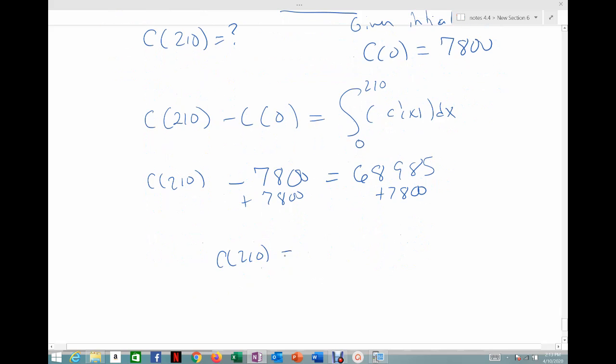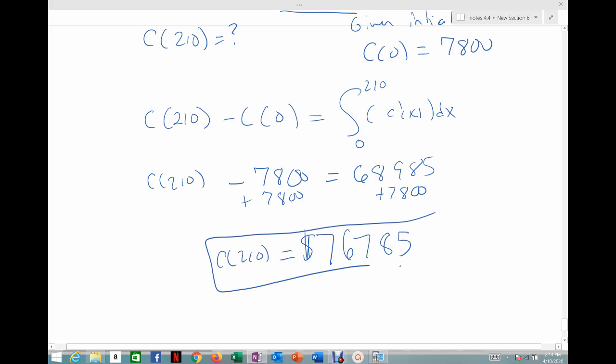And so the cost to produce 210 items is whatever the value is when I add them up. So give me a second, I gotta add those together. So 7,800 plus 68,985 comes out to a cost of 76,785. If I can spit out the right number. All right, and there's the final answer.